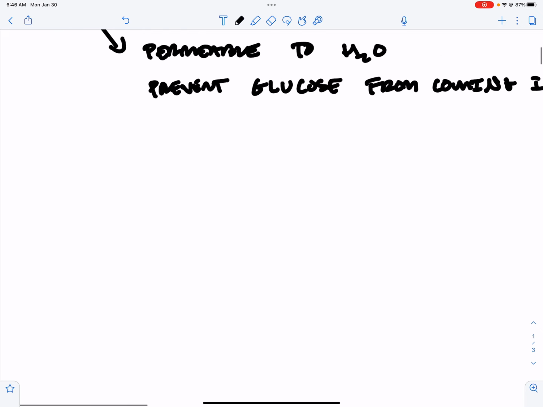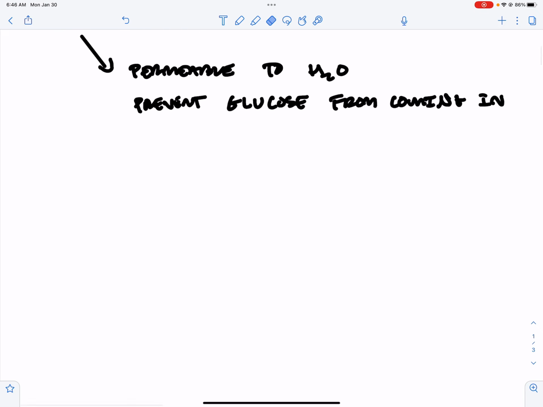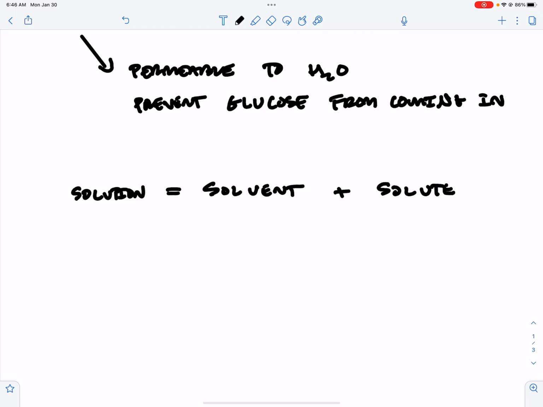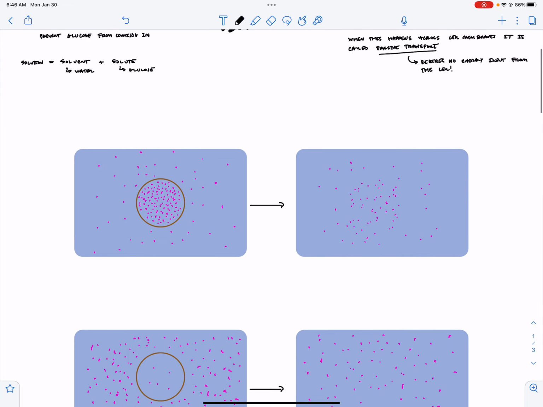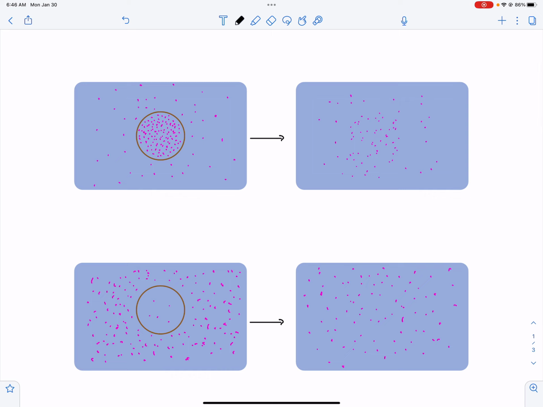And I guess it's also important to define that here we have a solution, and the solution is composed of the solvent and the solute. In this case, water is our solvent and glucose is our solute. Okay, so let's get right to our first example.